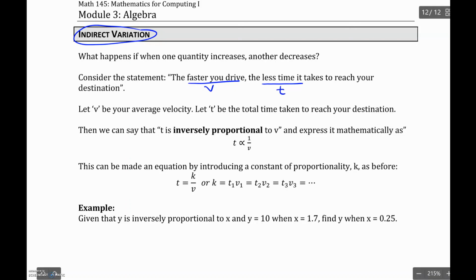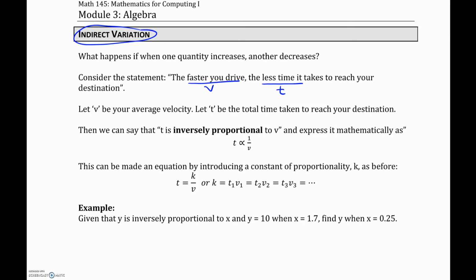Now, contrary to direct variation, as one increases, the other one increases. The more time you spend studying, the greater your mark. The less time you spend studying, the less your marks. But in this case, as one goes up, the other goes down. As you go faster, the time you take decreases. As one increases, the other decreases. So this is where indirect variation comes in. As one increases, the other decreases.